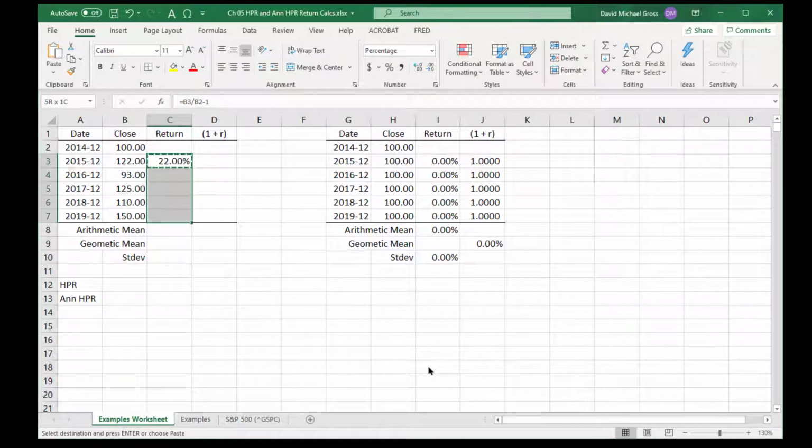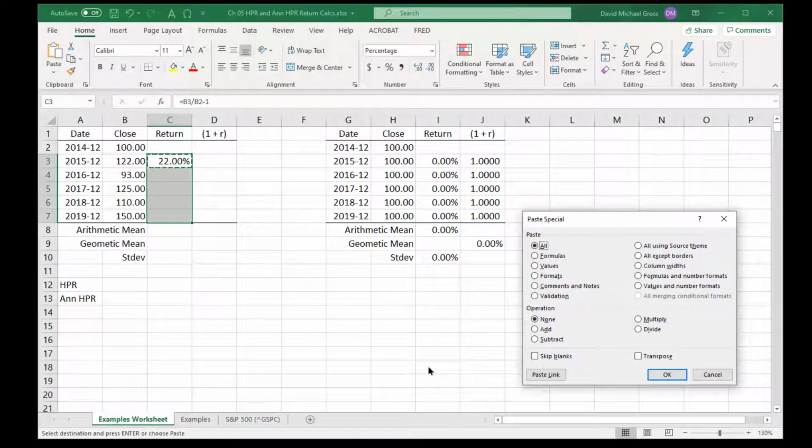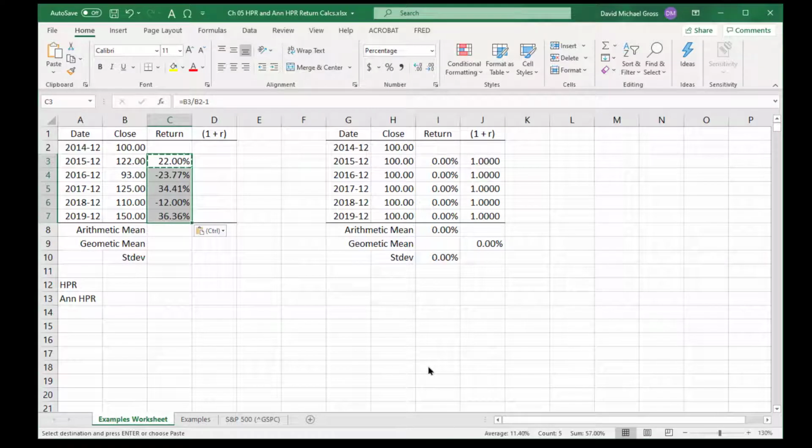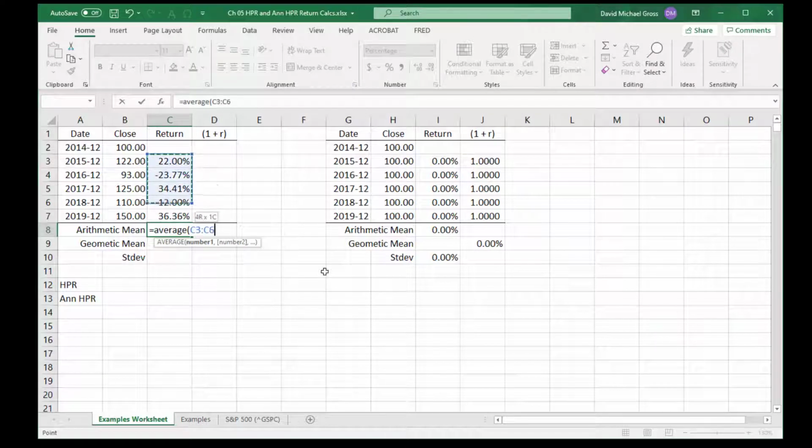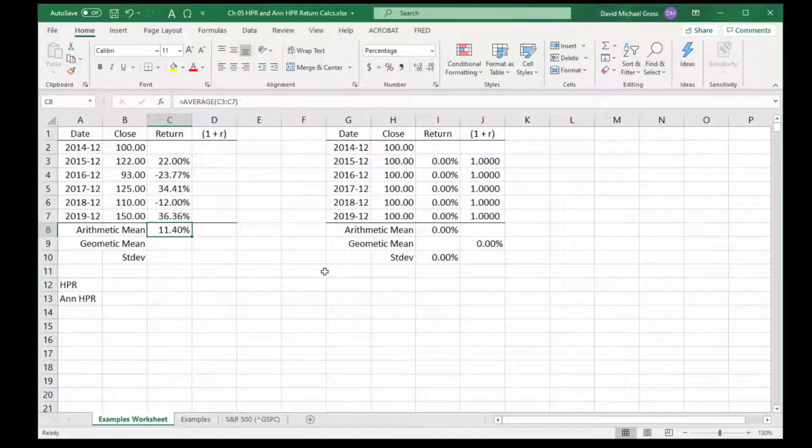And I'll copy, and I'll do Control-Alt-V for paste special, and I'll paste the formulas, F, and this is going to give me the returns. And I can see that I earned 22%, I earned 23.77, 34.1, which is going from 93 to 125, and so on. And what I can do now is I can compute the arithmetic average return, which is just going to be the average. And this tells me that I had an average of 11.4% return over this time period.